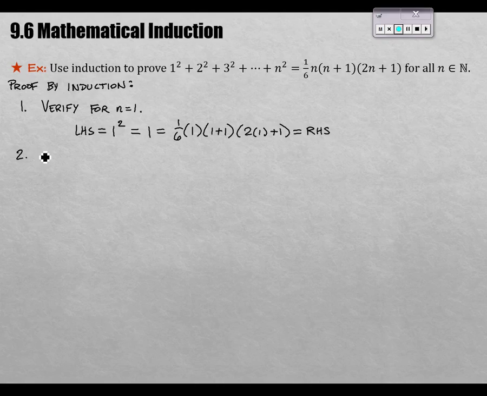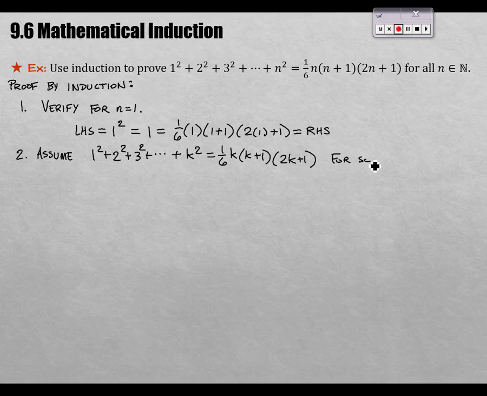All right, and then we're supposed to assume it is true for some k. That is, assume 1 squared plus 2 squared plus 3 squared plus ... plus k squared equals 1/6 times k times k plus 1 times 2k plus 1, for some k.